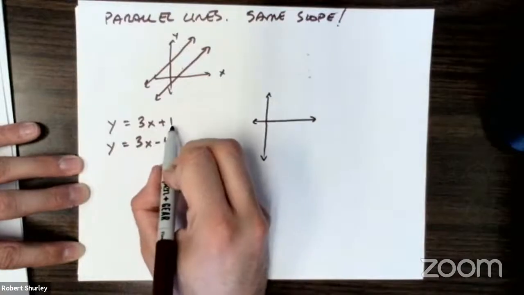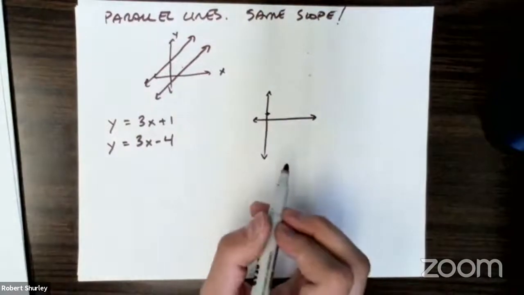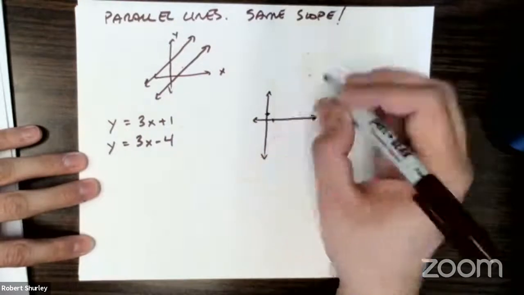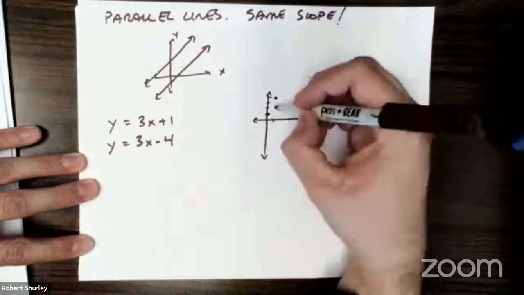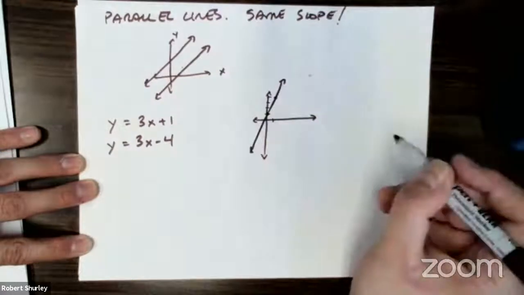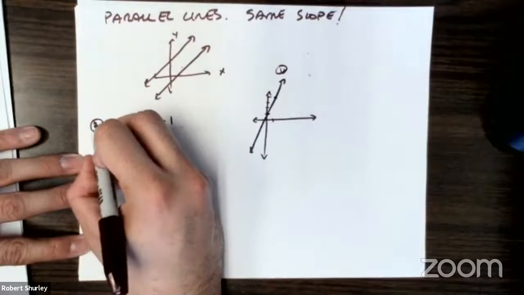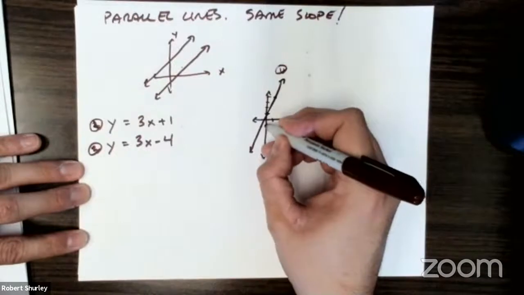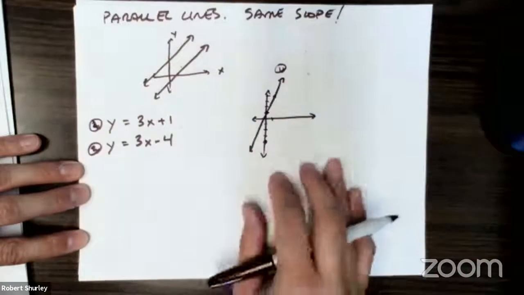The first line, my y-intercept is 1. Put it there. And then my slope is 3. Now remember, we're going to think of it as 3 over 1. So I'm going to rise 3, 1, 2, 3, and then I'm going to run 1. So it puts me about right there. The second one has a y-intercept of -4. So I'm going to go down here. 1, 2, 3, 4. Crosses right there.